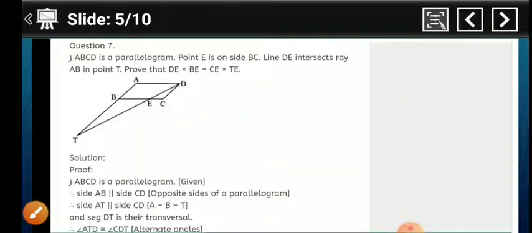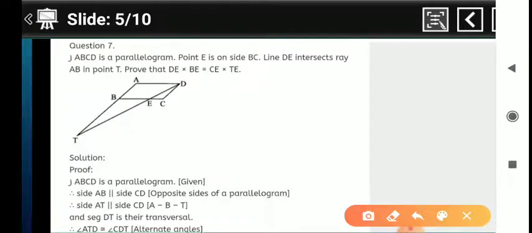Then question number 7. Quadrilateral ABCD is a parallelogram. Point E is on side BC. Line DE intersects ray AB at point T. Then prove that DE into CB is equal to CE into DT.